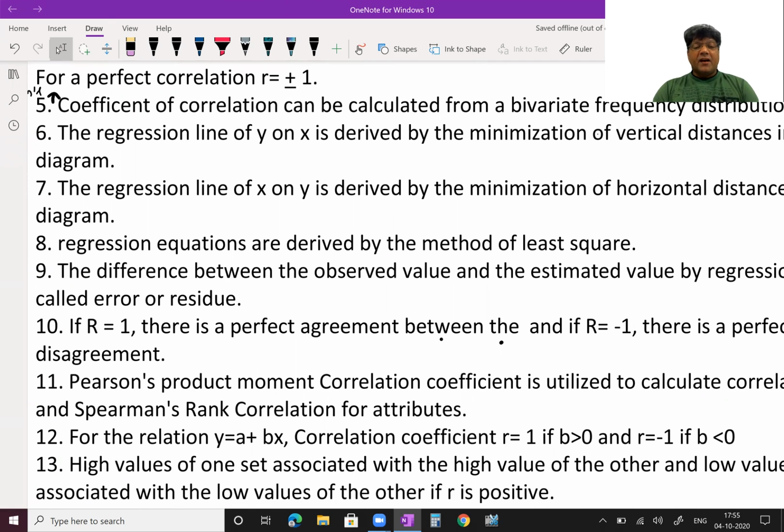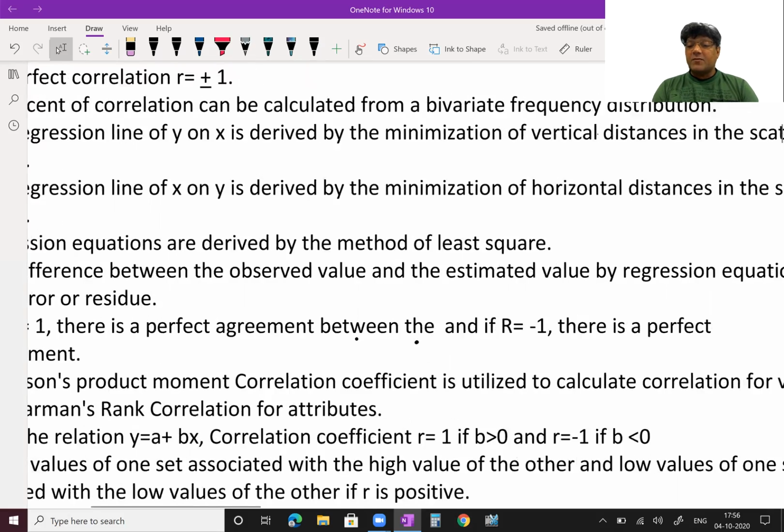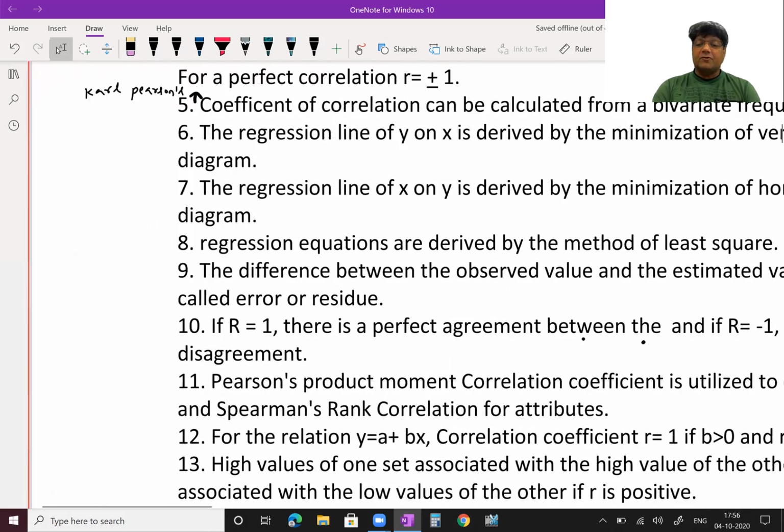You know what? I gave you an example, if you remember, that there are 10 beauty queens and 3 judges, and they are to allot them ranks. Then you will calculate the rank correlation between 2 judges, then the next 2 judges, like judge number 1 and judge number 2, judge number 2 and judge number 3. So that rank correlation, if you calculate, and if capital R is equal to 1, we can say there is a perfect agreement between the two judges. And if R is equal to -1, there is a perfect disagreement between those two judges.